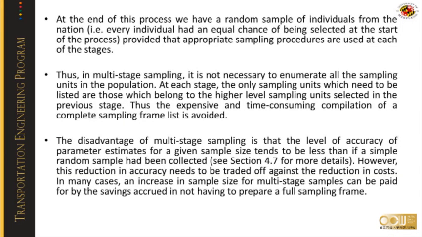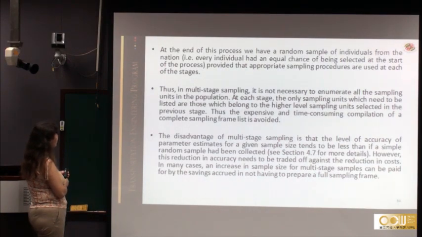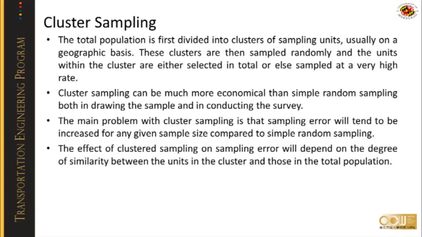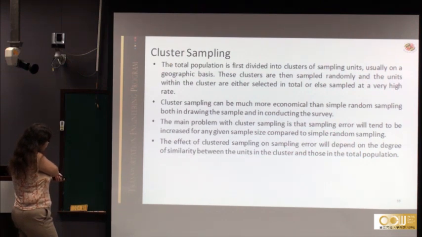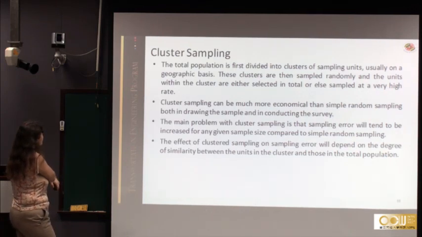At the end, we have a random sample of individuals from the nation because every individual has an equal chance of being selected. But we have appropriate sampling for each stage of the sampling procedure. This is systematic sampling. Cluster is when we divide the population into clusters, for example, on a geographical basis. The sampling error is, however, increased with respect to simple random sampling. And the effect of cluster depends on the similarity between the units in the cluster and those in the total population. This is because, for example, the household, the neighborhood and the household.